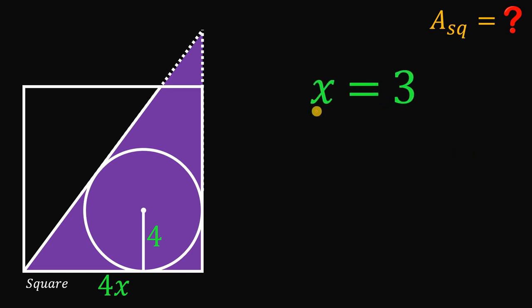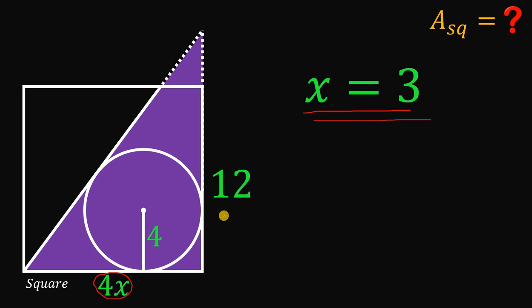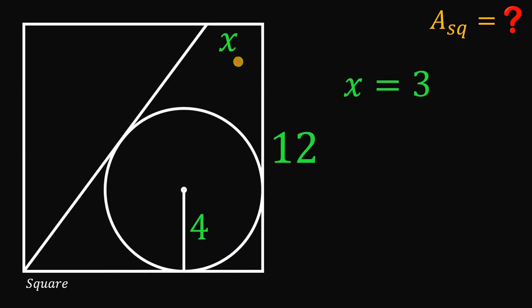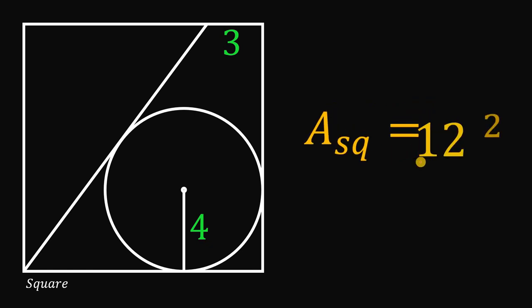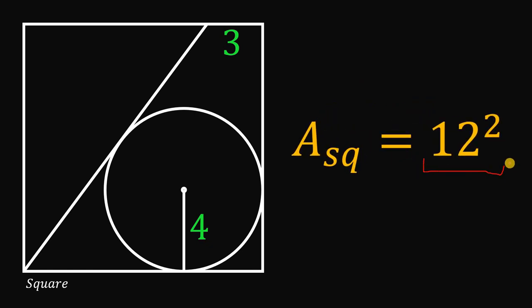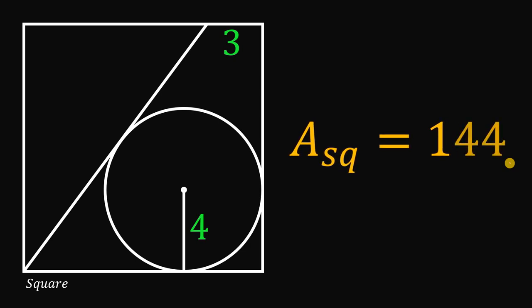So x equals 3. Since x equals 3 and the side length of this square is 4x, 4 times 3 will give us 12, which is the side length of our square. Now going back to our figure from a while ago, we know this x is 3, so we can replace this with 3, why not? And our goal is the area of the square, so this is just 12 squared. And 12 squared, we all know that, is just 144. Therefore, the area of this square must be equal to 144 square units. And as always, we are done.